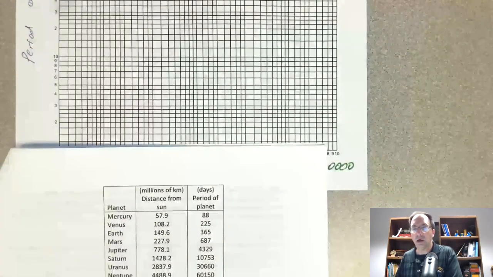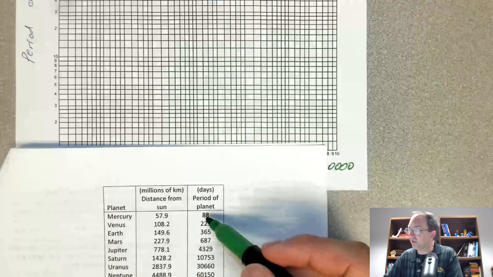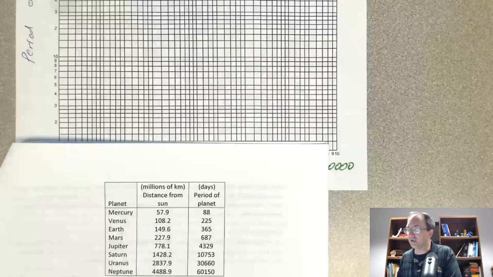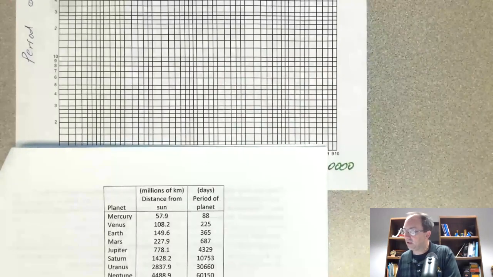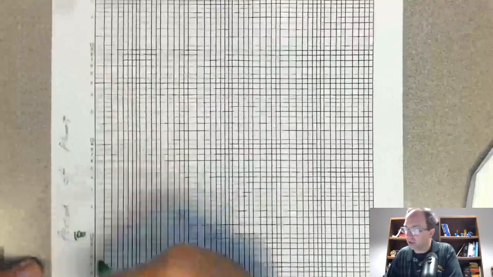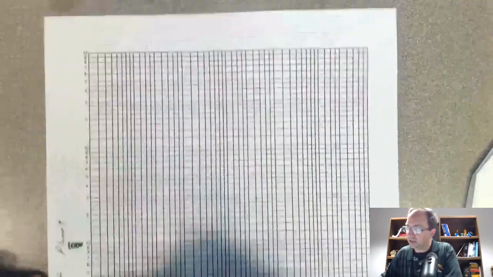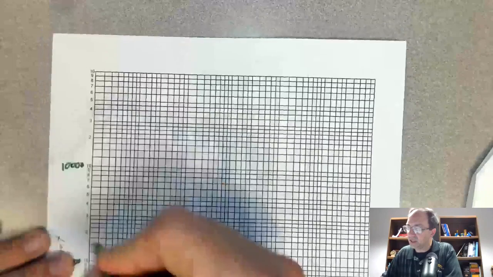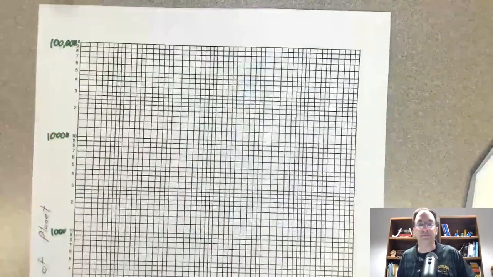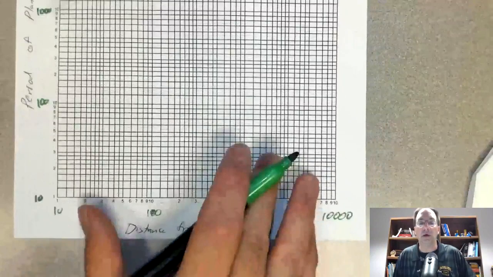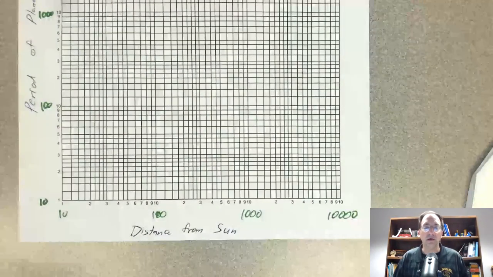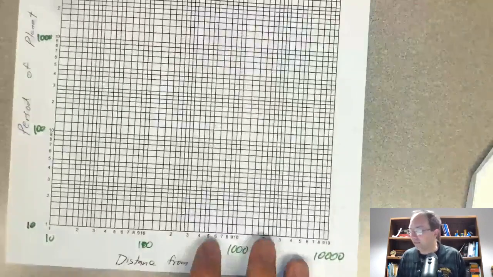Likewise, our period of our planet runs from 88 to 60,000. So we want to reflect that on our vertical axis. So this will also be 10, 100, 1,000, 10,000, and 100,000. So now we know we can fit all of our data into the graph paper that we have.